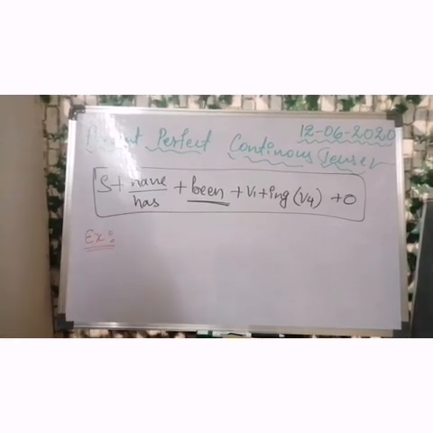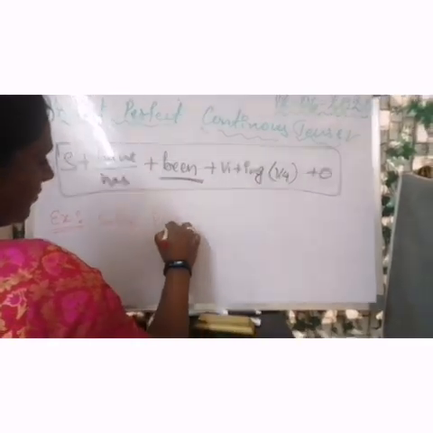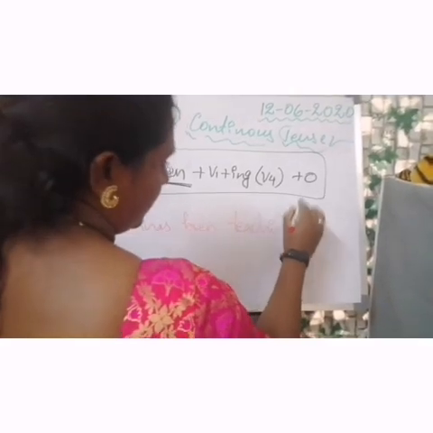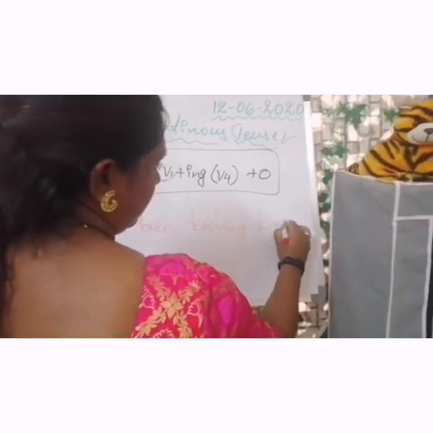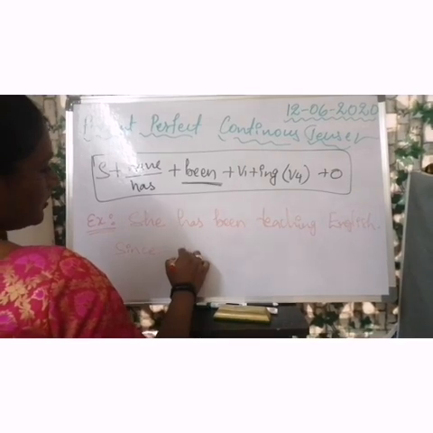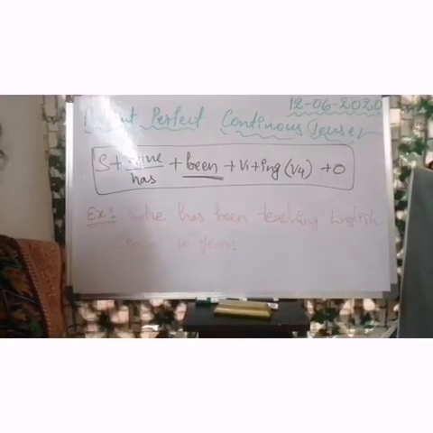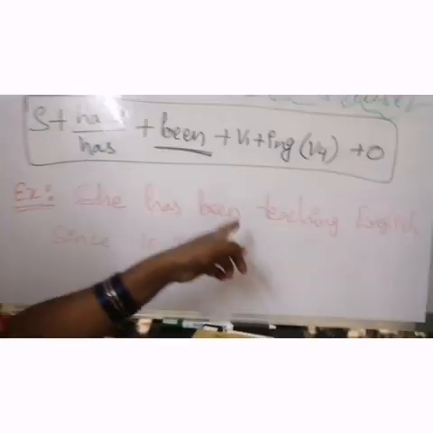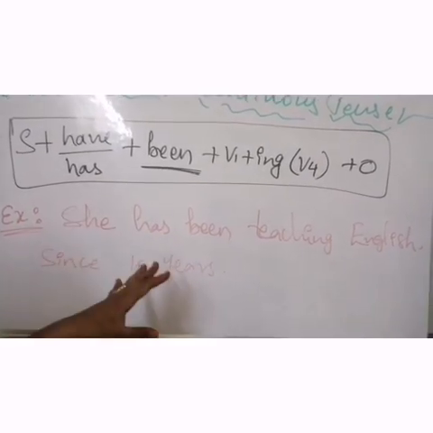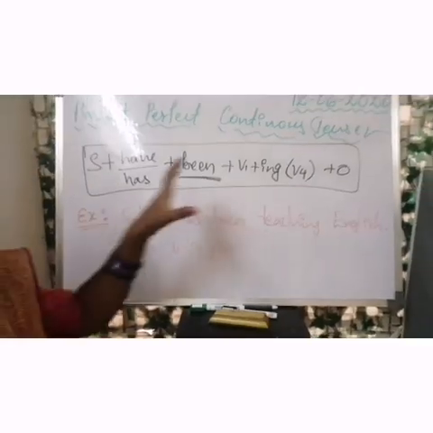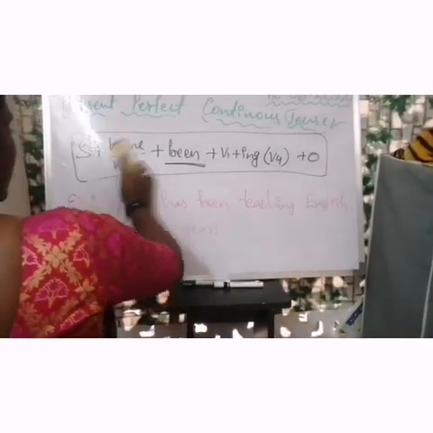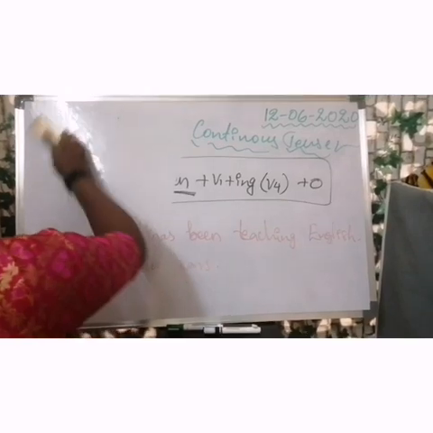So for example, she has been teaching English since 10 years. Okay, she has been teaching English since 10 years. So actually, she started the work 10 years ago, but still the action is going on. She has been teaching. Okay, some more examples we can observe.